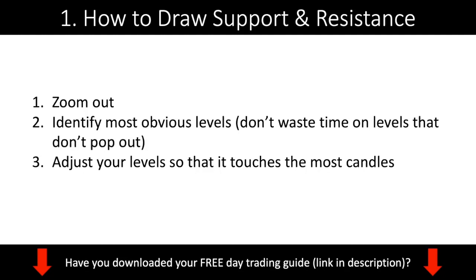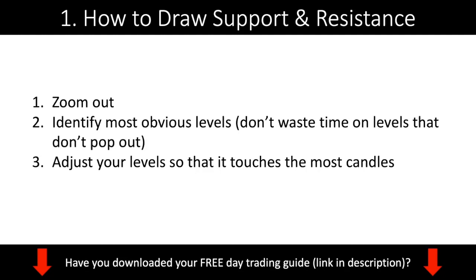Step number two involves identifying the most obvious levels. Here's a quick tip for you. If you are asking yourself, should I choose this level or should I not choose this level, then chances are that is not an obvious level. You want to choose levels which pop out at you, meaning that the moment you look at it, you say, okay, that's a key level.